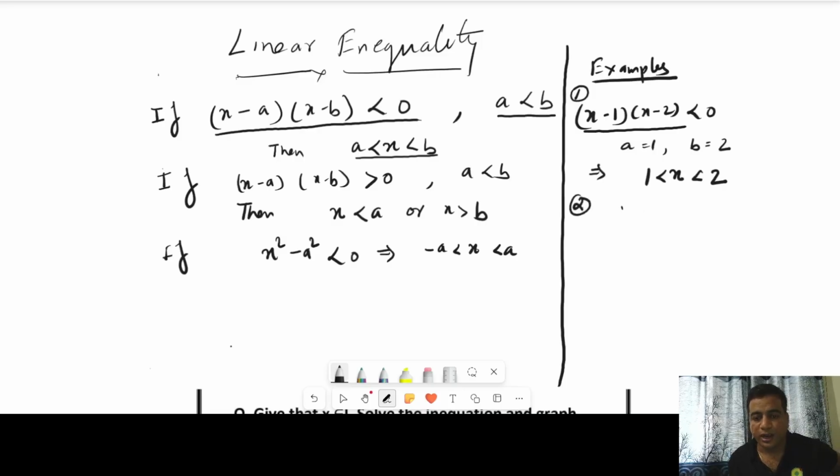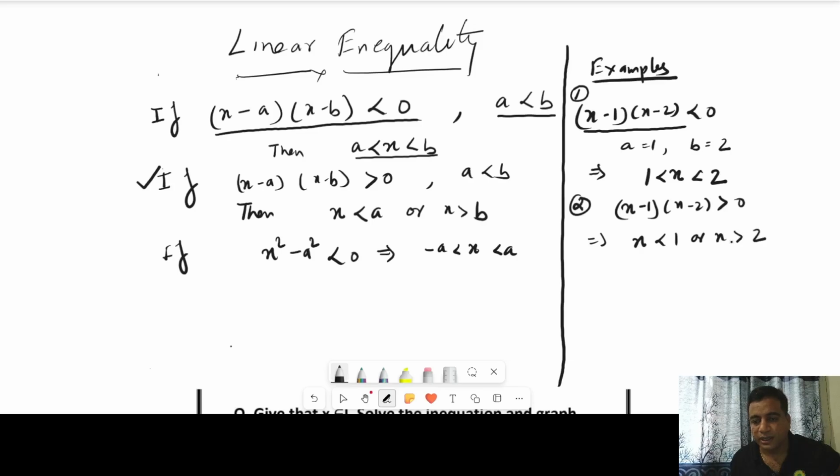Now another example. Let (x minus 1)(x minus 2) be greater than 0. So use this inequality concept. So it implies that x is less than 1 or x is greater than 2. Now I am taking another example. Let x square minus 4 be less than 0. Then x lies between minus a and a.